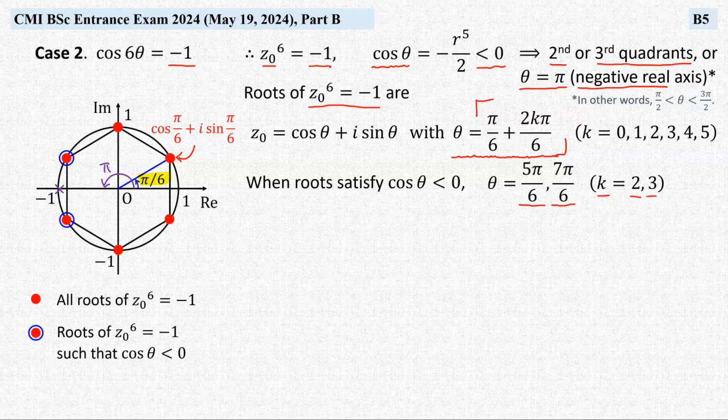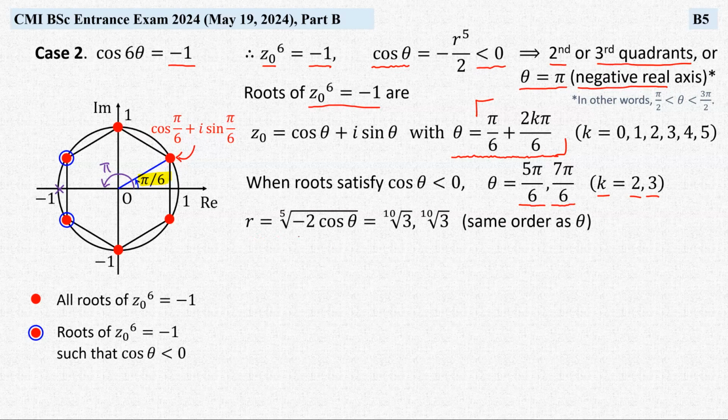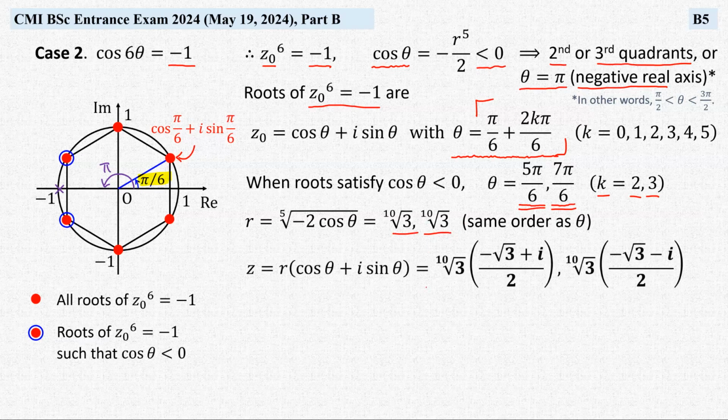Now the absolute value r is given as the fifth root of minus 2 cosine theta, and the above two theta values both give r values of the 10th root of 3. This gives two z values: 10th root of 3 times (negative √3 plus i)/2, and 10th root of 3 times (negative √3 minus i)/2.